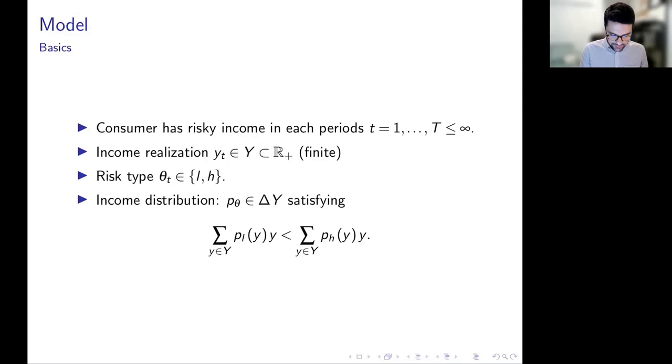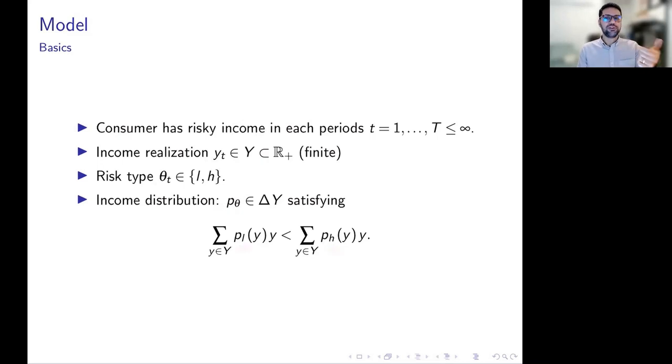Now, the distribution of these income realizations is going to be dependent on an underlying risk type, which I'm going to call theta T, that can be either low or high. And we're going to be calling here a high type, a type that is going to be more attractive to firms. This means that the high type is going to be one that has a higher expected income within a period. So within each period, agents are going to have a distribution over possible income levels that depends on their current type. And a high type agent is going to have a higher expected income than a low type agent.